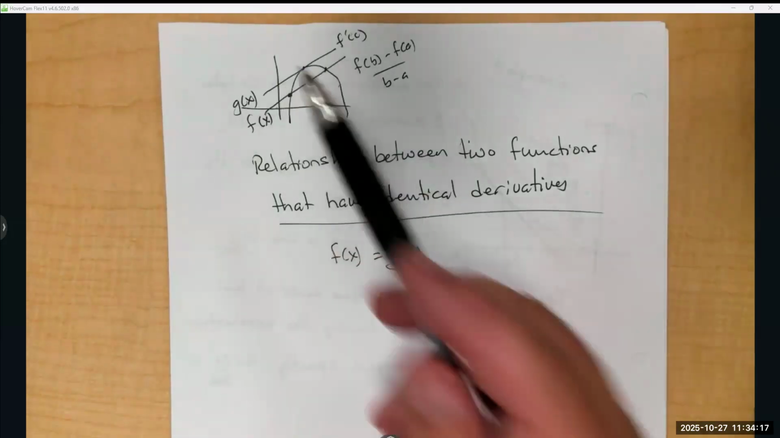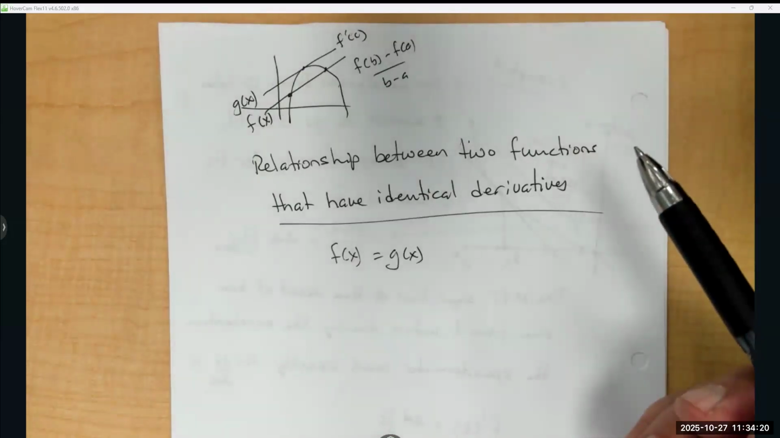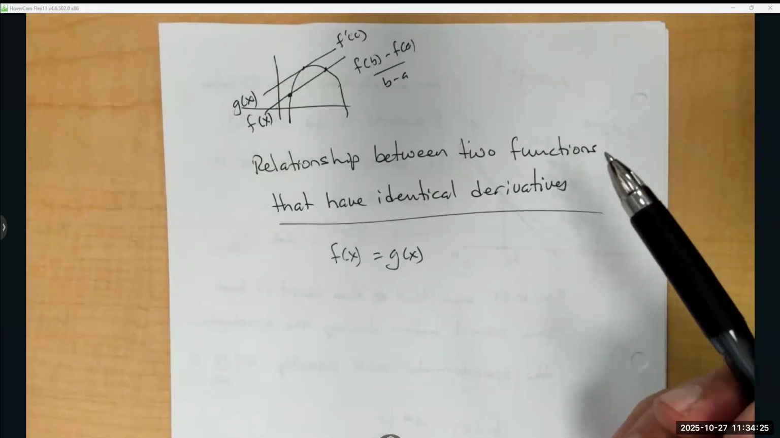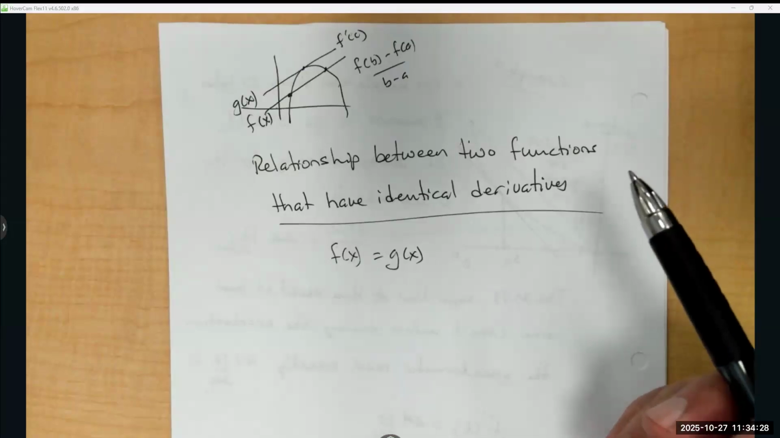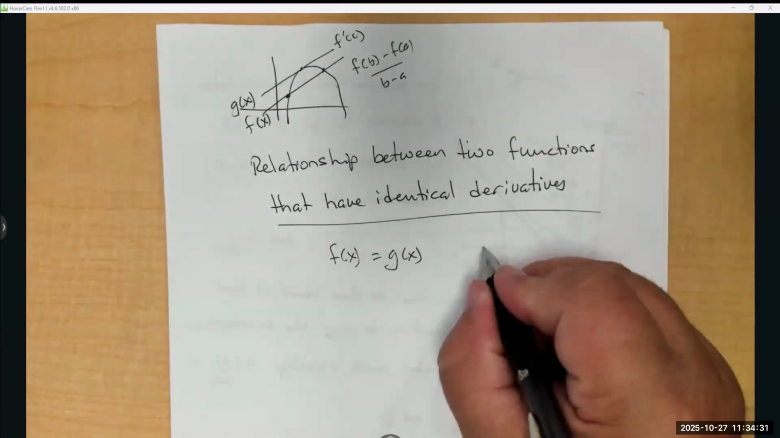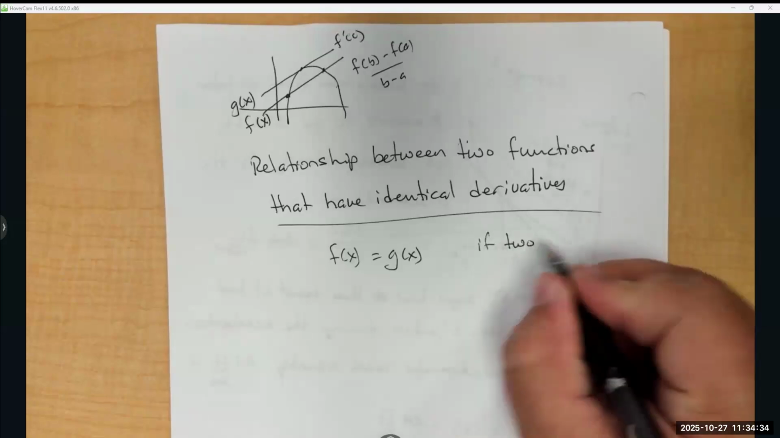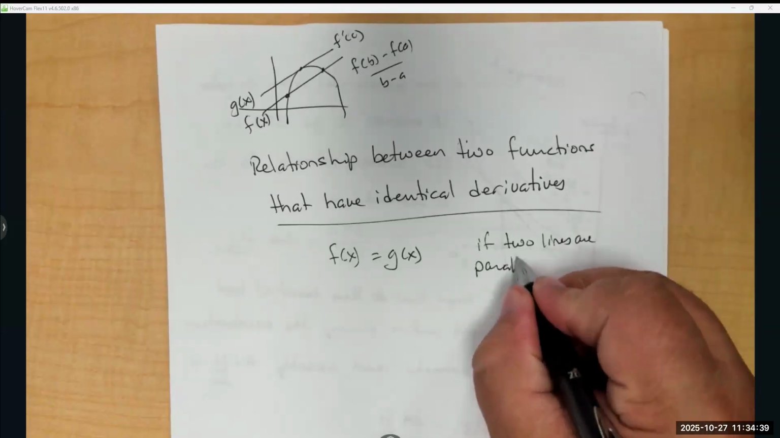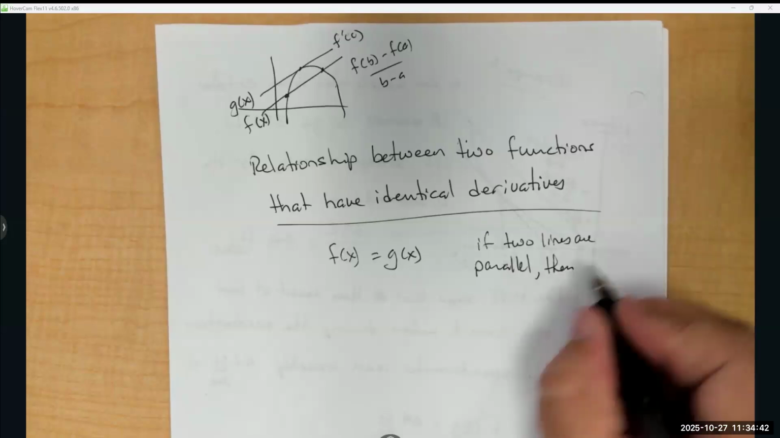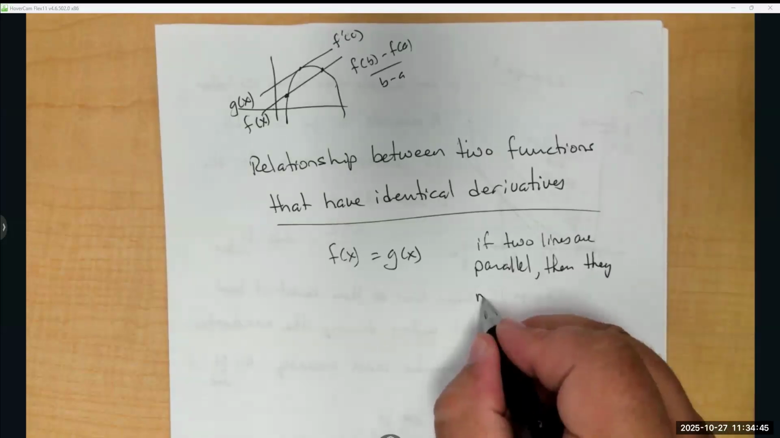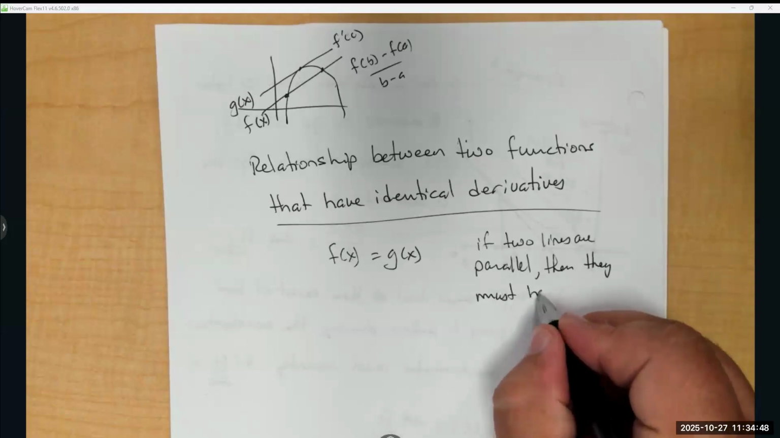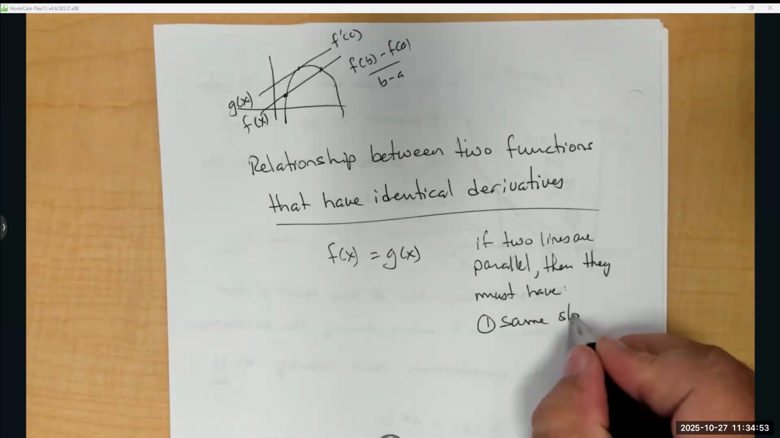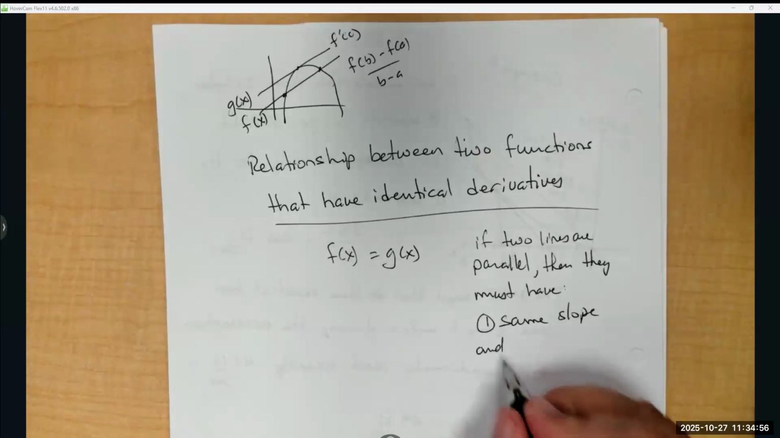In algebra, what do we call lines like this? They are parallel. So in algebra, what are the conditions for lines to be parallel? Well, two things have to be true. If two lines are parallel, then they must have the same slope, and what?